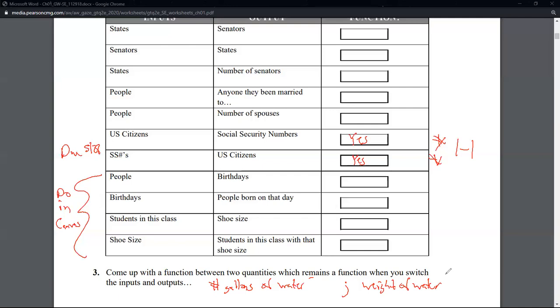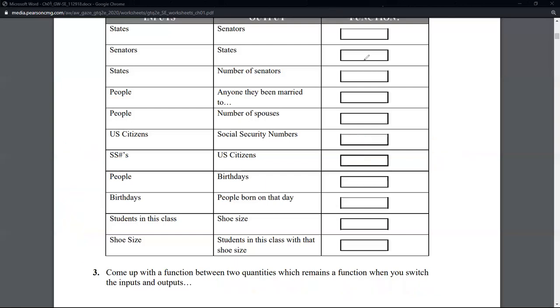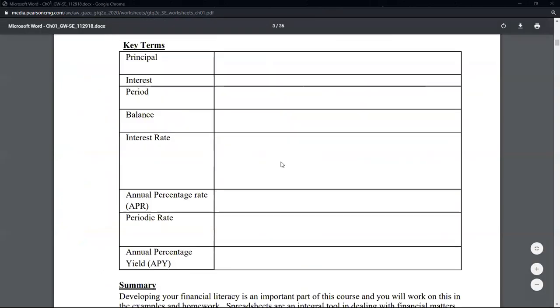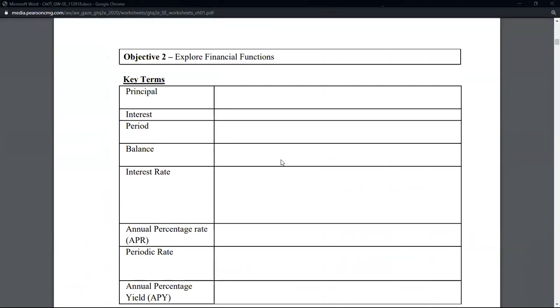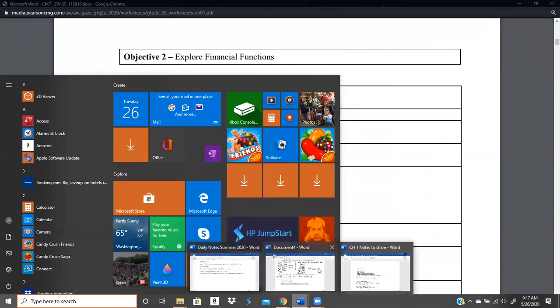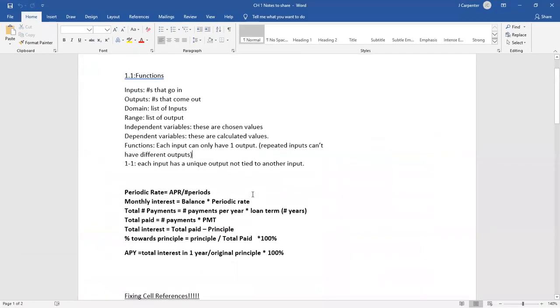All right, next page. So I got to clear my screen. Go off of annotate. So then we have objective 2, exploring financial functions. Let me make sure I didn't have anything else I wanted to say here. I do.